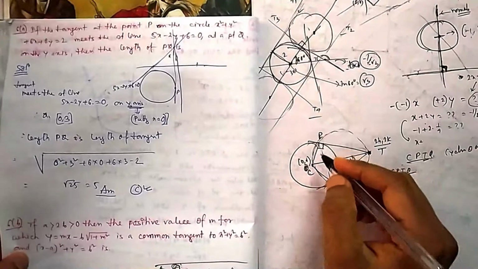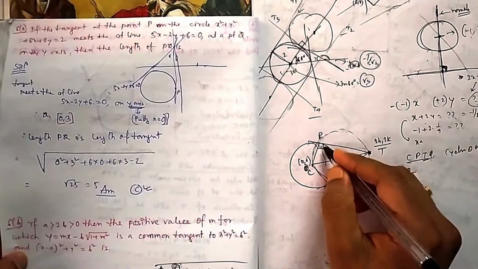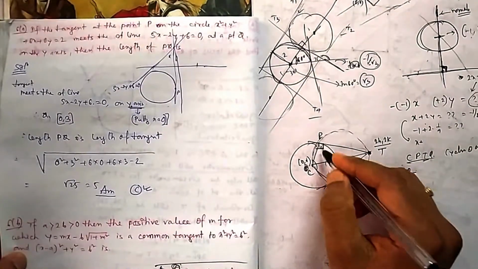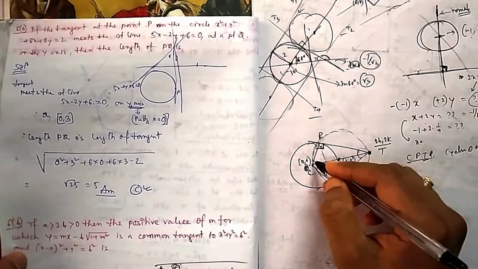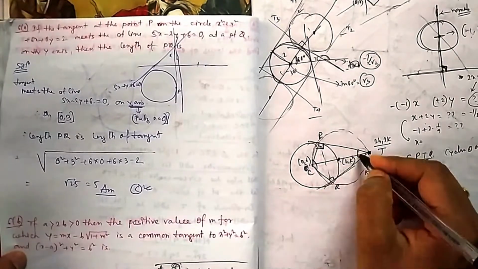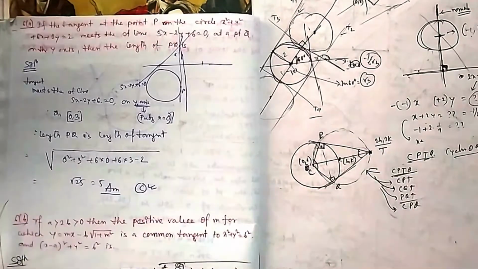And for a cyclic quadrilateral, you know the property: the sum of opposite angles is 180. So you can see the sum of opposite angles, this plus this is 180, obviously then this plus this will be 180. Because it is a cyclic quadrilateral, the sum of opposite angles is 180, from that also you can prove.